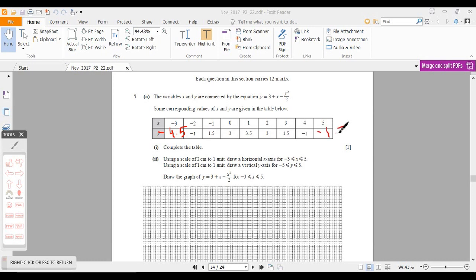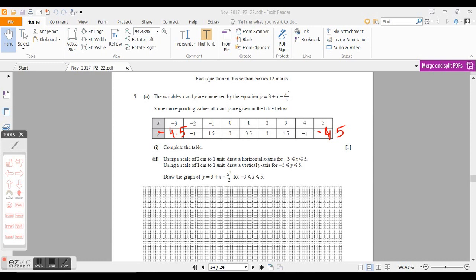Okay. Next, in part 2, using a scale of 2 centimeter to 1 unit, draw a horizontal axis from minus 3 to 5, and using a scale of 1 centimeter to 1 unit, draw a vertical y-axis from minus 5 to 5. The software I'm using does not allow me to use straight lines and curves, so I will instead use this graph here.